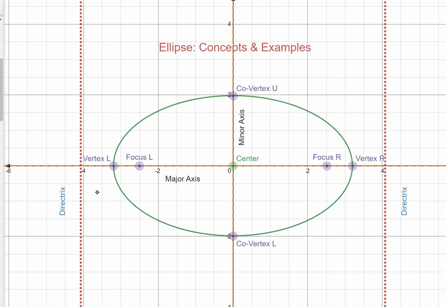We will see that this ellipse can be translated to different positions. The position at present is with center at the origin. This is called the standard position, and that gives us the standard equation of an ellipse, which is x square over a square plus y square over b square equals 1. a is the length from center to the vertex and b is the length from center to co-vertex.